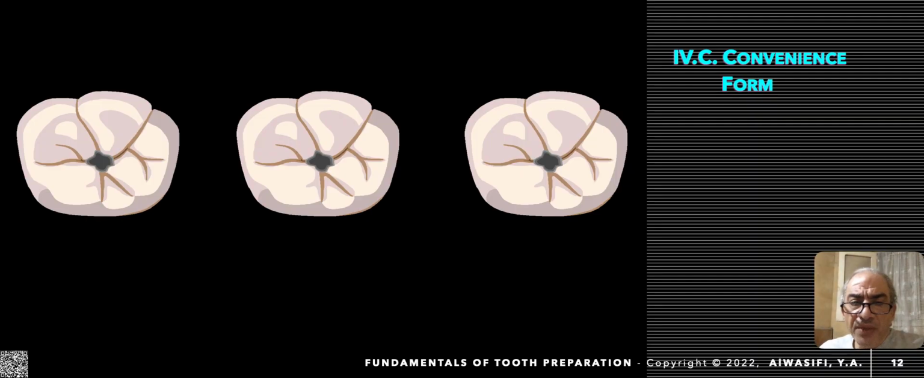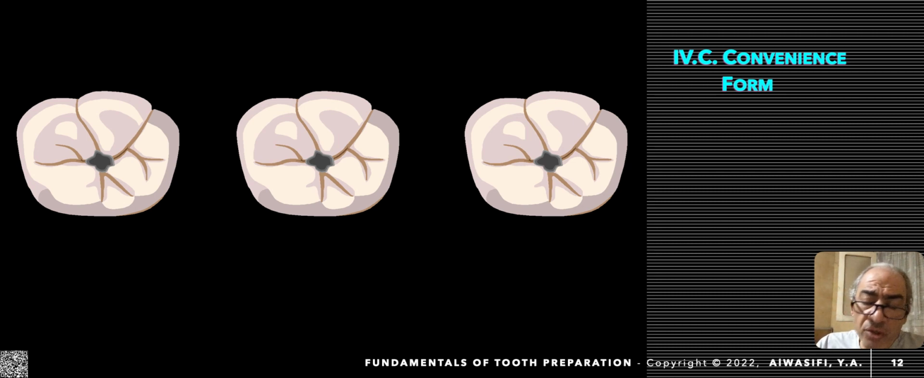Imagine we have these 3 cases, typically similar, and we asked 3 operators to prepare a cavity with definite specifications. What are these specifications? We need the cavity to involve all carious lesion, involve pits and fissures, and at the same time not have any sharp line angles, and at the same time the margins are in a self-cleansable area.